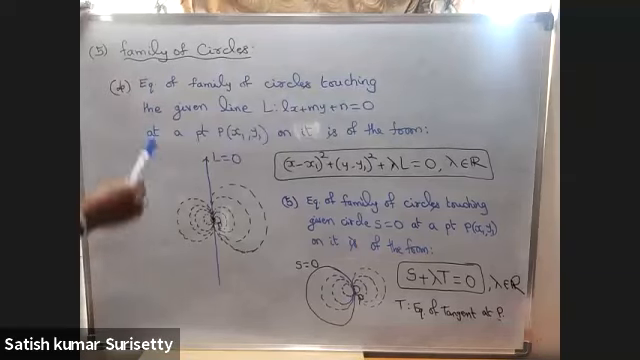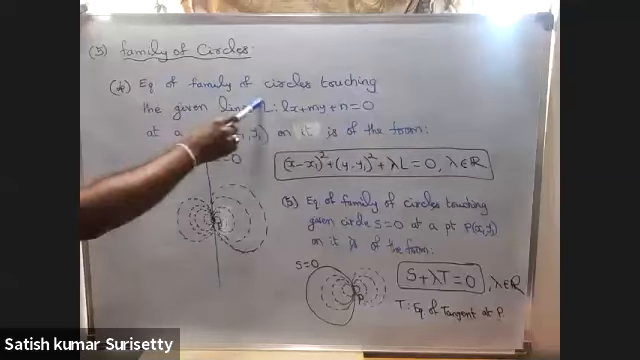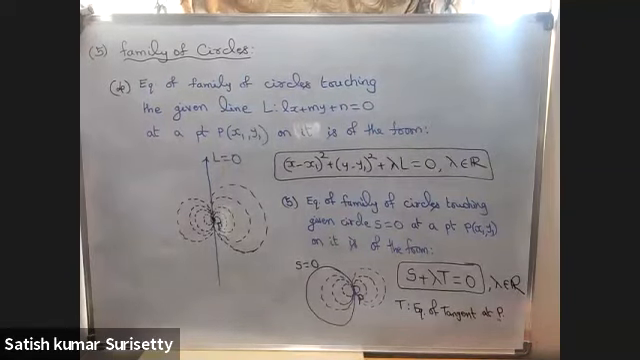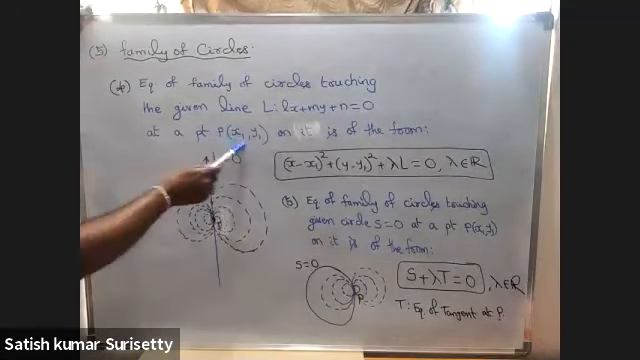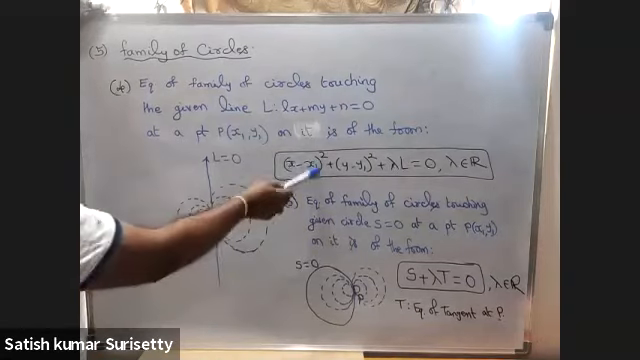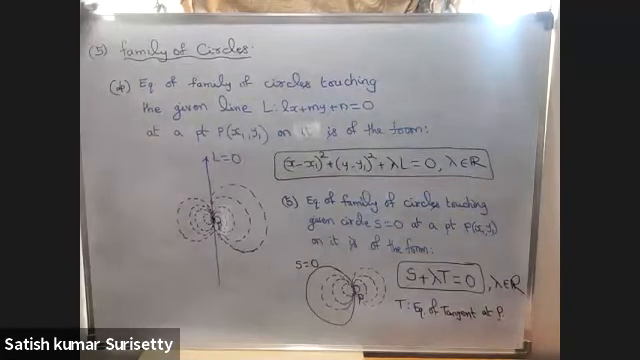Sir, what conditions do we have to consider if we take a point circle? Equation of family of circles touching the given line L: lx plus my plus n equal to 0 at a point P(x1, y1) on it is of this form: (x minus x1) whole square plus (y minus y1) whole square plus lambda L equal to 0, where lambda belongs to R.